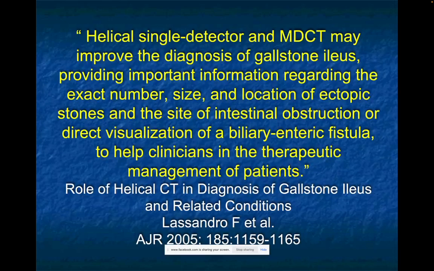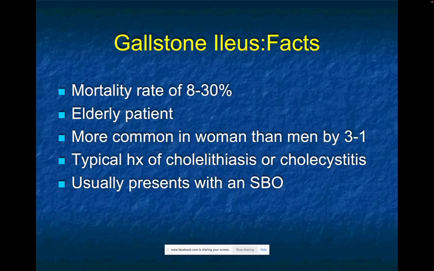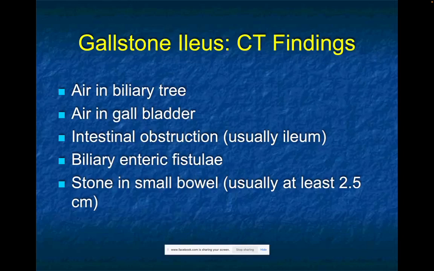I haven't seen many articles on gallstone ileus in a long time, but here is one, way back when, talking about how CT is valuable. High mortality rate, in part because these are typically elderly patients and often the diagnosis is delayed. Usual presentation is SBO. So the findings: air in biliary tree, air in gallbladder, intestinal obstruction, usually more distally, that biliary enteric fistula with the air in the biliary tree, and the stone in the small bowel.